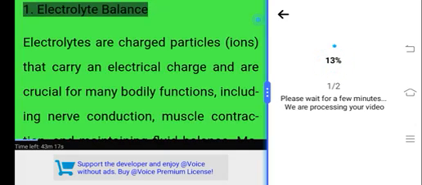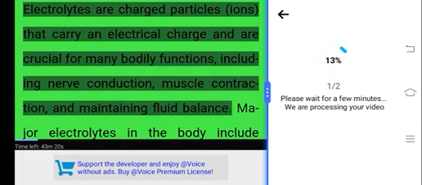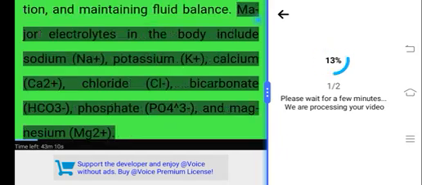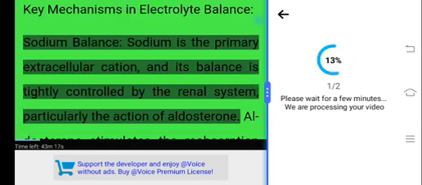1. Electrolyte balance. Electrolytes are charged particles, ions, that carry an electrical charge and are crucial for many bodily functions, including nerve conduction, muscle contraction, and maintaining fluid balance. Major electrolytes in the body include sodium, Na+, potassium, K+, calcium, Ca2+, chloride, Cl-, bicarbonate, HCO3-, phosphate, PO4 3-, and magnesium, Mg2+. Key mechanisms in electrolyte balance.